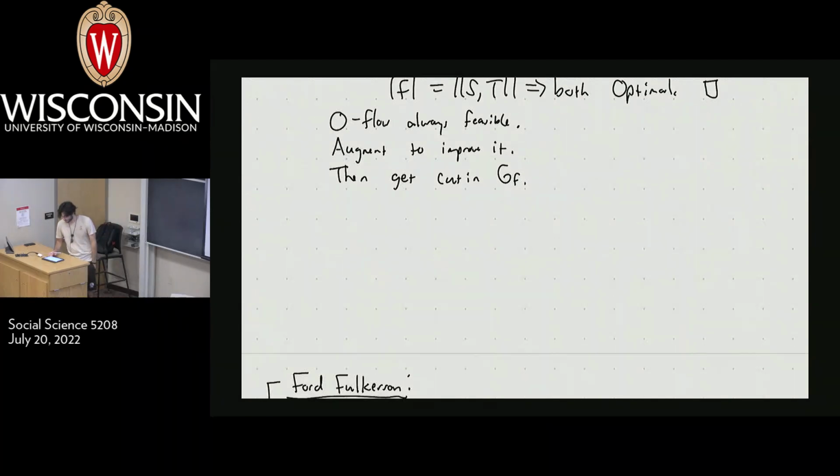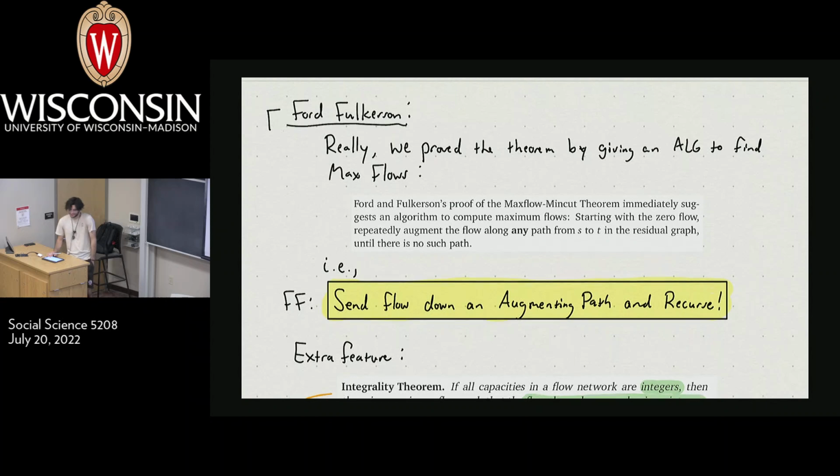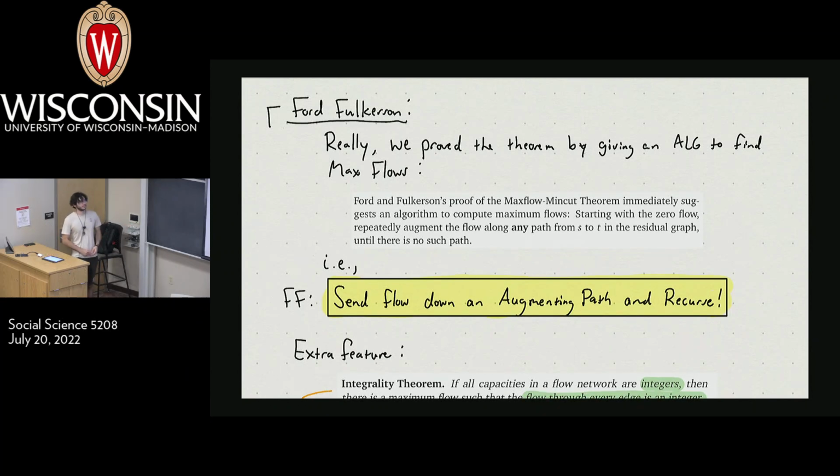So that's the formal proof, but it gave us an algorithm for free. And really, the algorithm that we built is what proved the theorem. So what's the algorithm? We keep sending flow down an augmenting path, and then we recursively do it again. So we create the new flow, create the new residual, augment it, we get a new flow, create the new residual, and keep going.